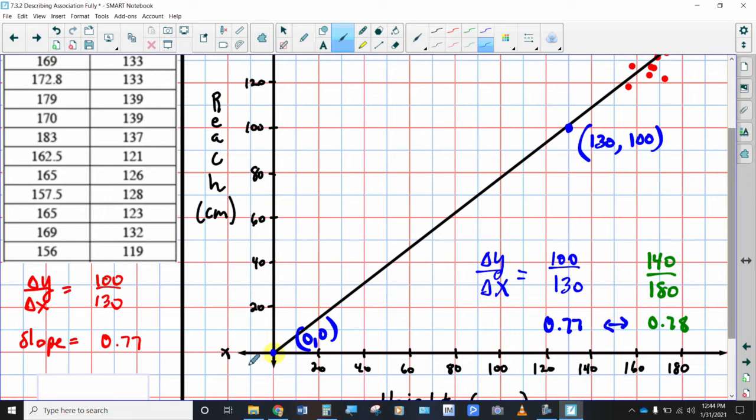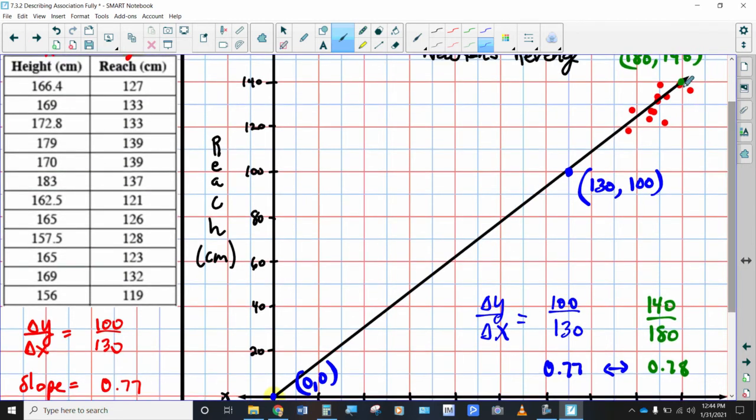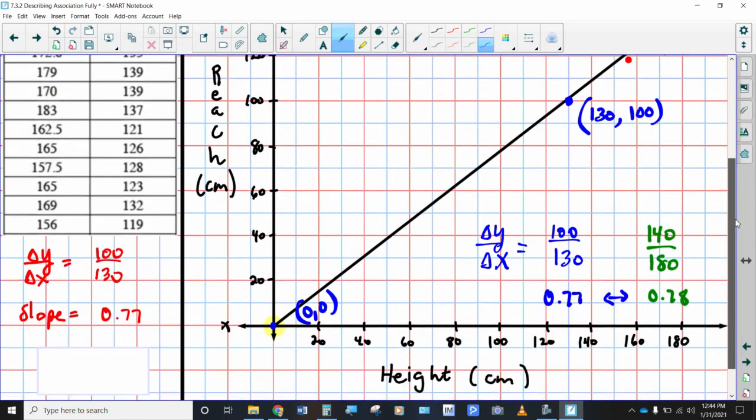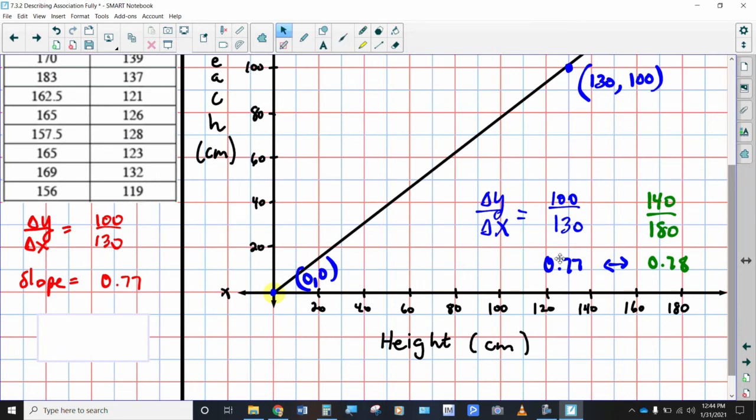And so your line of best fit does not have to be perfect. It's hard. I mean, what is perfect? We don't know. But that's a pretty good line of best fit. It goes through the data, follows the trend of the data. 0, 0 makes sense. So I'm going to stick with our first one that we did, the slope being rounded to 0.77. So that's what we're going to use for our rule.